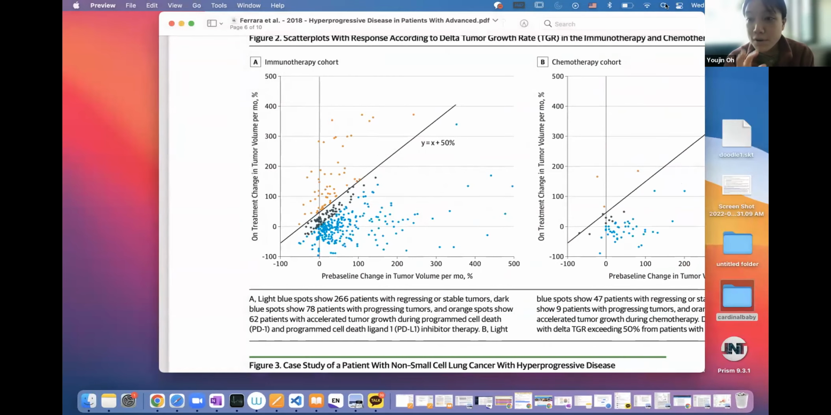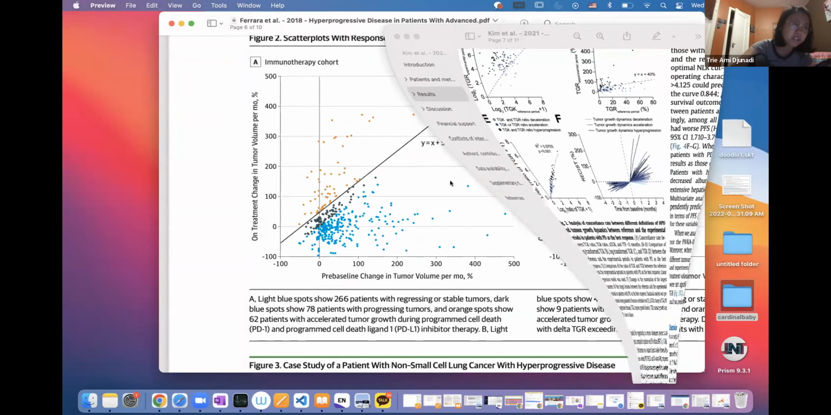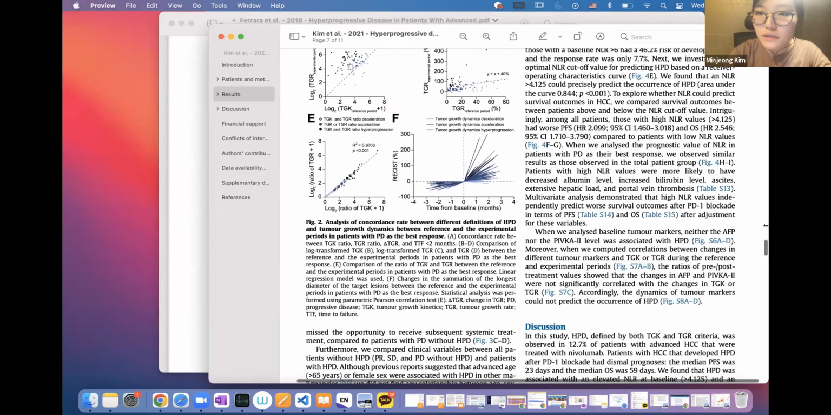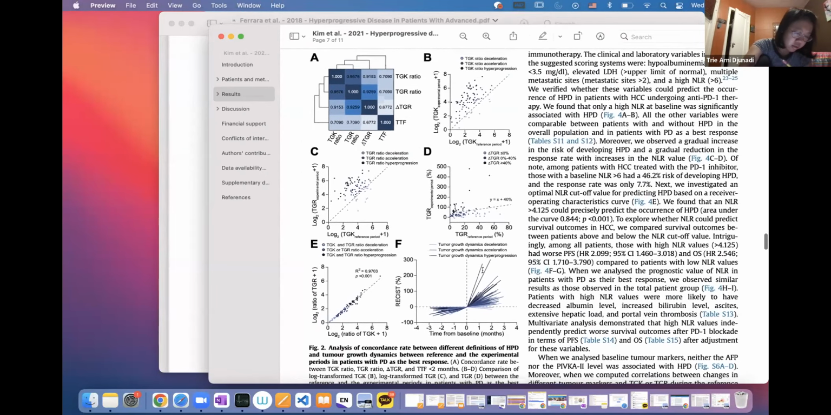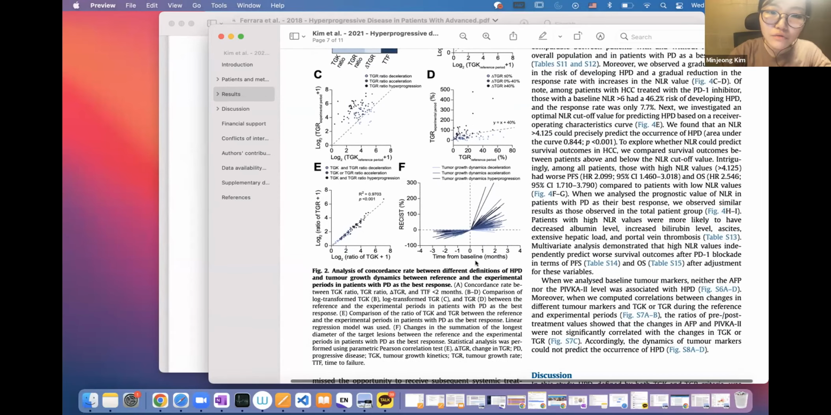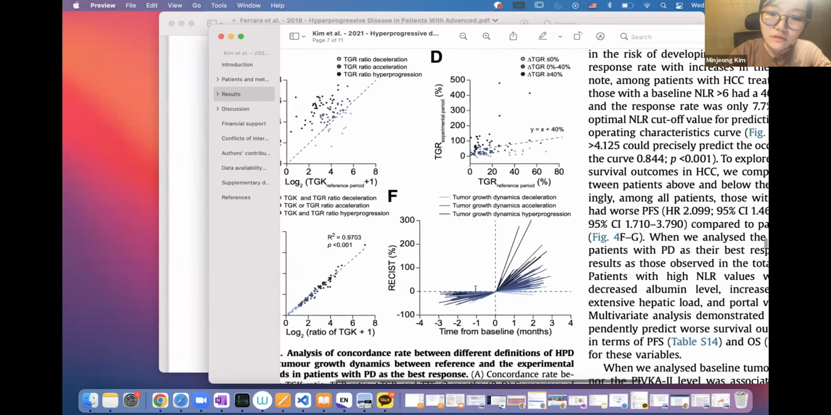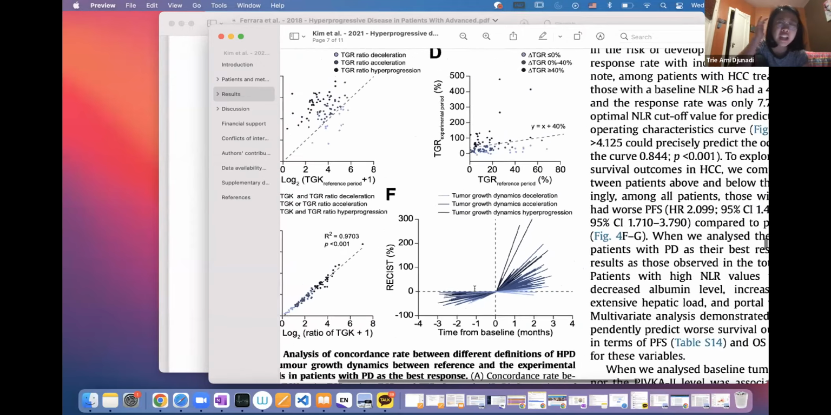Okay, I will put it on the note and I will show it to Dr. Che. I think this paper did one of the best jobs at comparing the definitions, and they used both the scatter plot and the line. But even here, for the line, I already showed it with 140 patients.